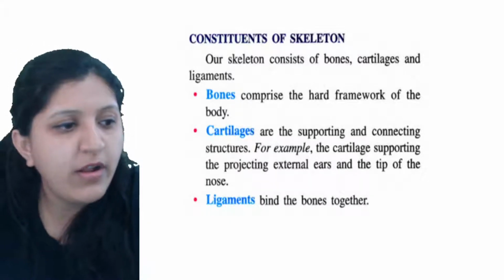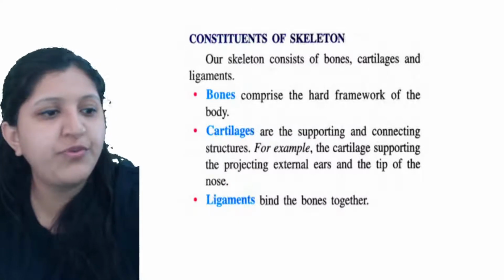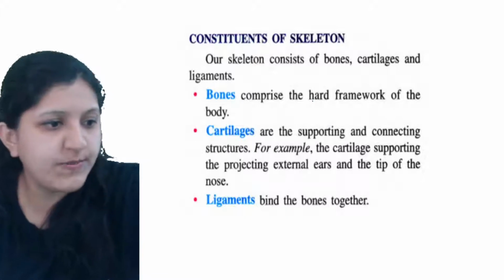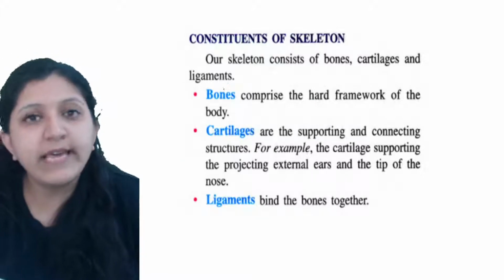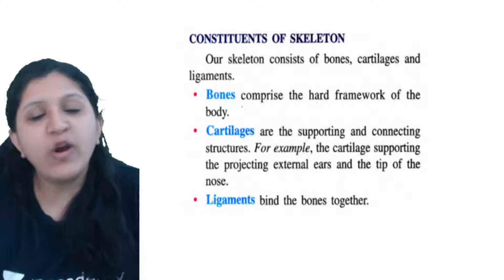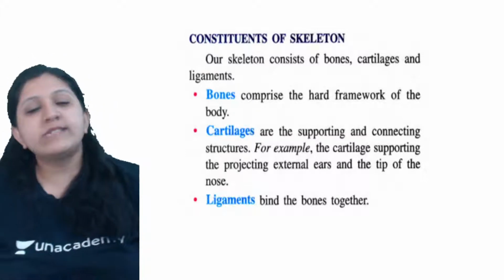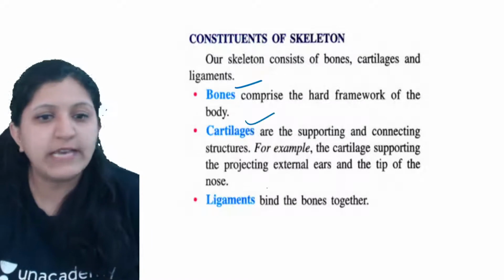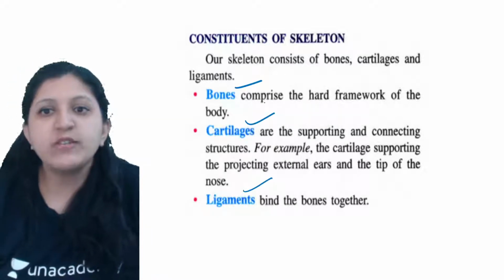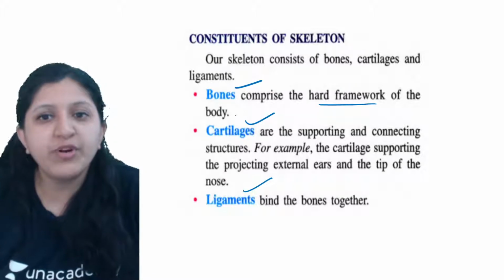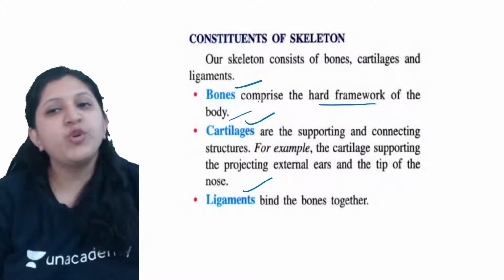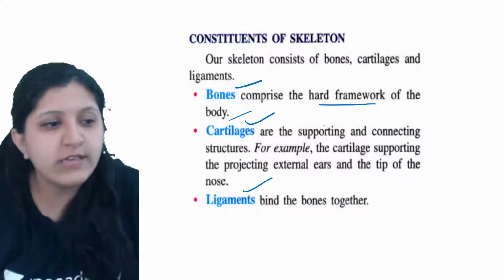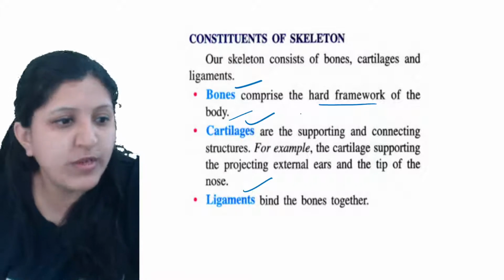Okay, so constituents of bone. Our skeleton consists of bones, cartilages and ligaments. All these parts form the skeletal system. So there are bones, cartilages, and ligaments as well. This comprises the hard framework of the body, and all the internal organs are supported by the bone itself.